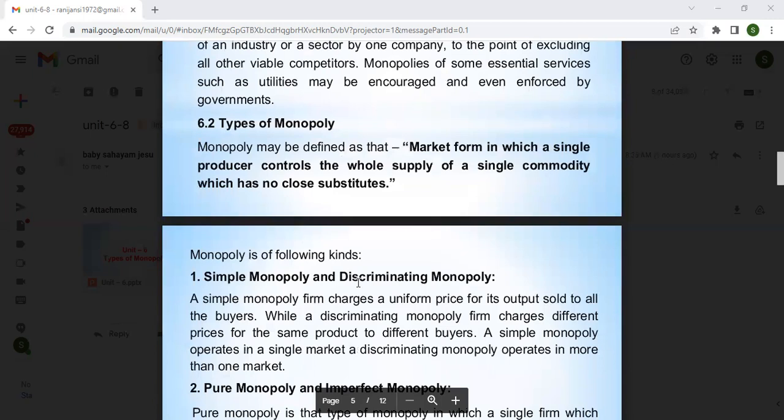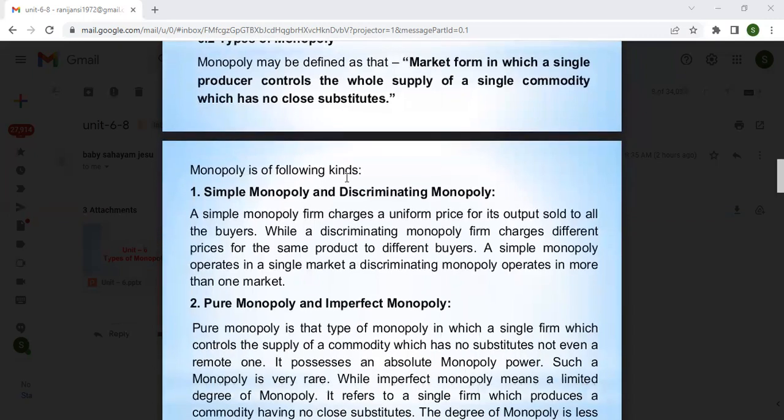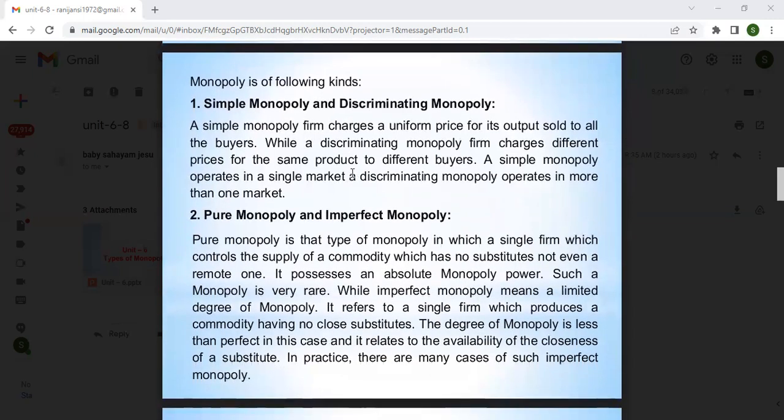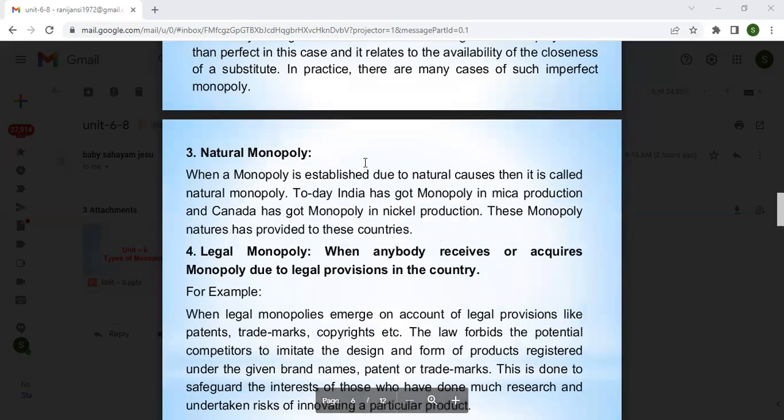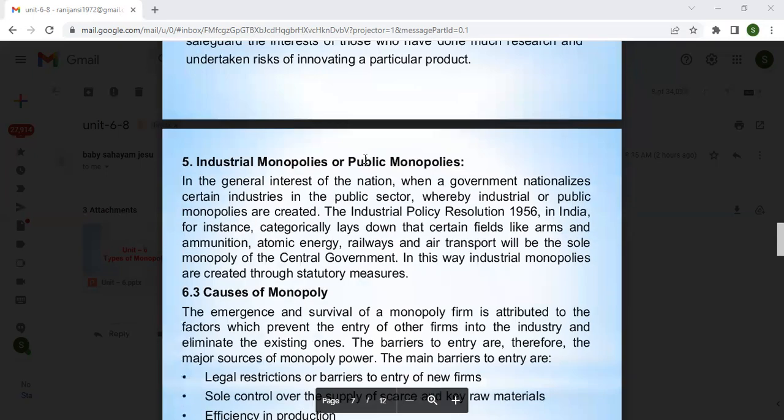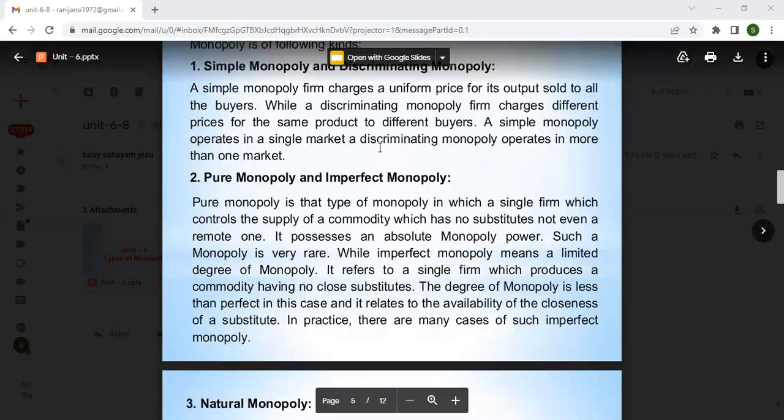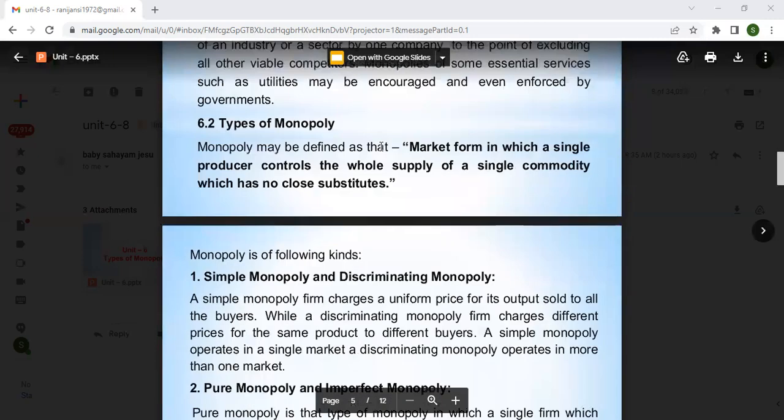Types of monopoly. Monopoly may be defined as that market form in which a single producer controls the whole supply of a single commodity which has no close substitutes. Monopoly has the following kinds: simple monopoly and discriminating monopoly, pure monopoly and imperfect monopoly, natural monopoly, legal monopoly, when anybody receives or acquires monopoly due to legal provision in the country, industrial monopoly or public monopolies. So these are very important types of monopolies that I will explain one by one.